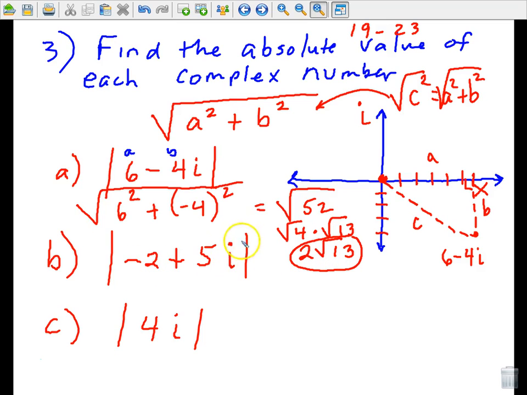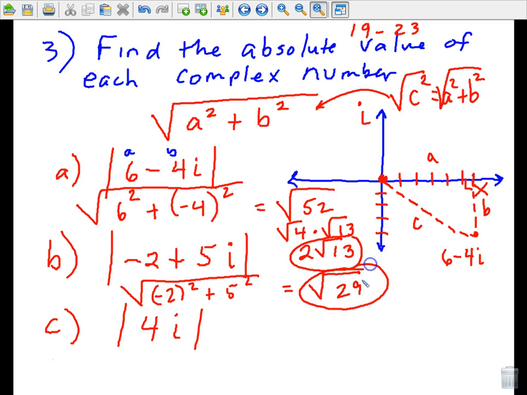Mackenzie, can you help me out with letter B? Okay, square root of negative 2 squared plus 5 squared, and that's 4 plus 25. Okay, and are there any perfect square numbers that divide evenly into 29? Not counting 1, of course. No, 29 is prime, so we can't simplify the square root of 29, so we're done.